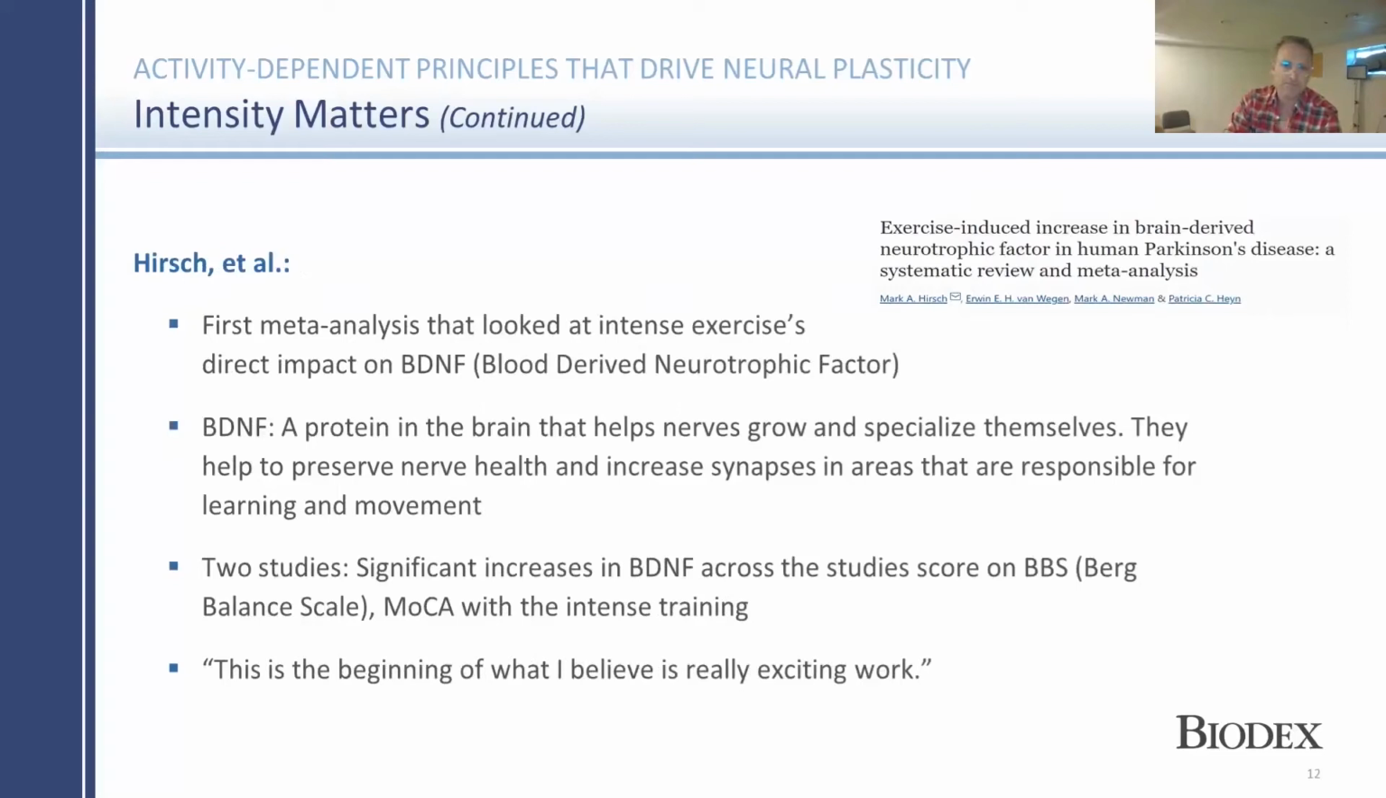The BDNF, this is by a gentleman named Mark Hirsch. He's one of the leading researchers in BDNF. He did a first meta-analysis that looked at the influence of the intensity of exercise and its direct impact on the BDNF. What they found is that with increased exercise, you have increased BDNF, and then of course, they gave a Berg Balance Scale and a MoCA, and both scores were able to increase. So this is the importance of bringing in these evidence-based tests to really get a baseline of where you're at, and then see how that intensity influences the scores of these tests. I quoted this as the beginning of what I believe is some really exciting work. There's a lot of BDNF work being done out there, especially with Parkinson's disease as well.